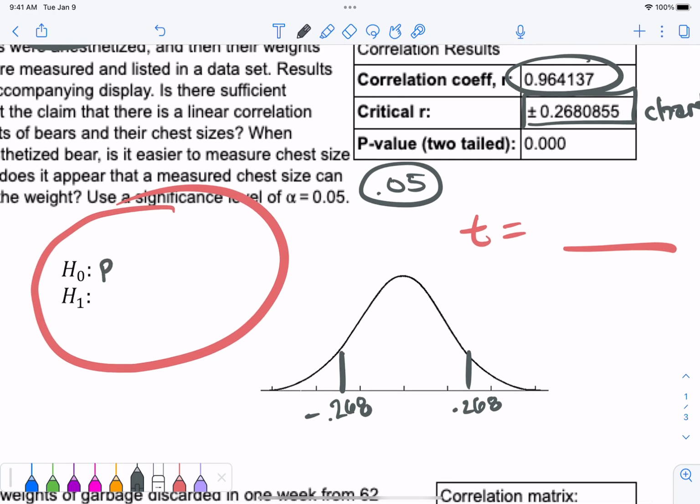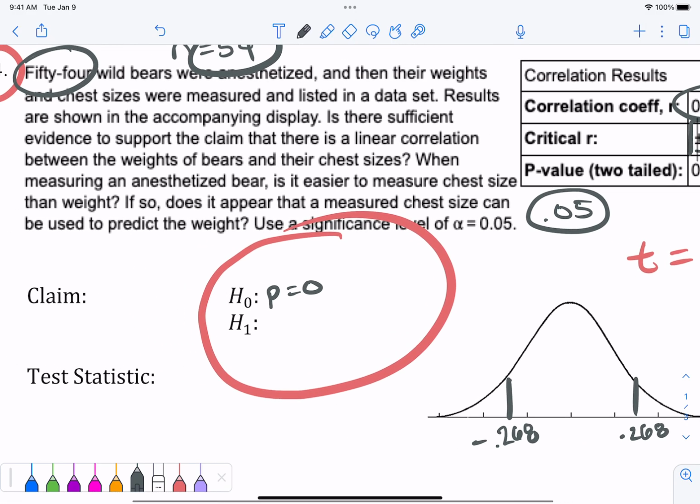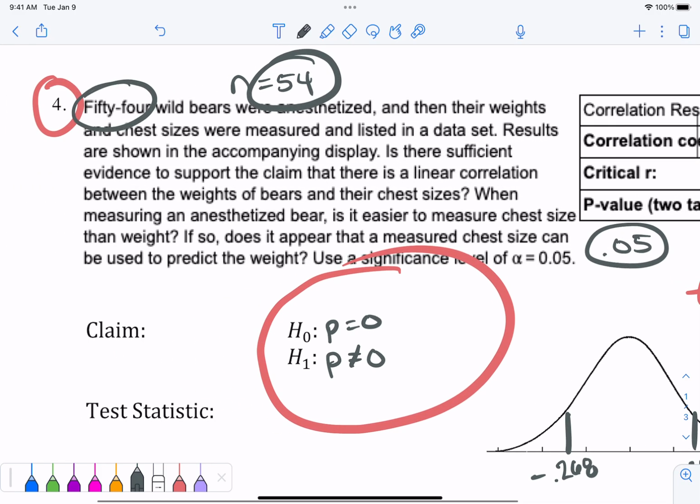Our hypothesis is P equals 0, and then is it equal to or not equal to? Or greater than or less than? Not equal to, I think it just says. Now, do you think there is a correlation between, what are we talking about here? Between weights of bears and chest size of bears. Do you think those things are related to each other? Like the bigger the bear, the bigger the chest size. I'm going to say that they are related.